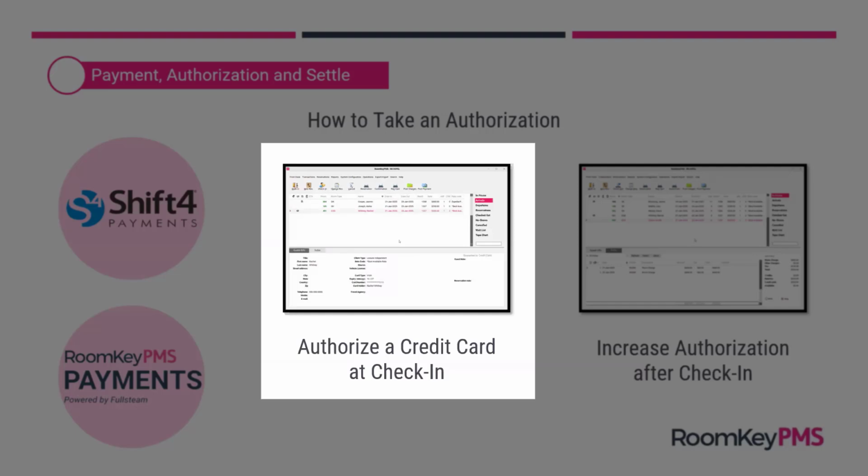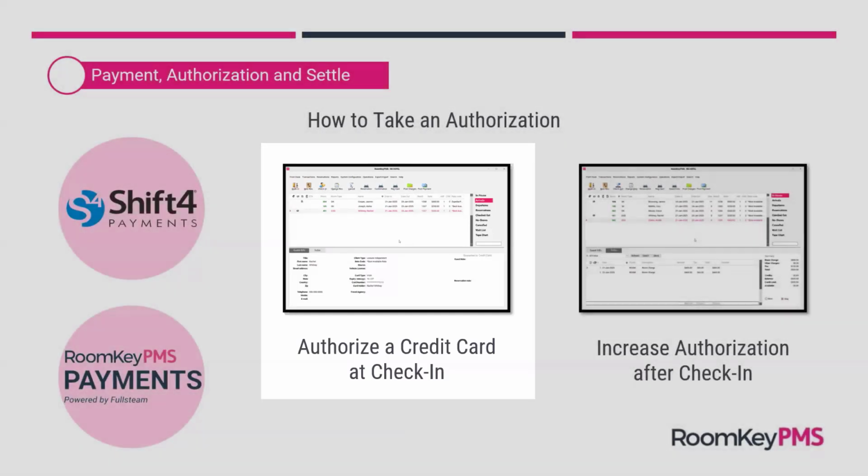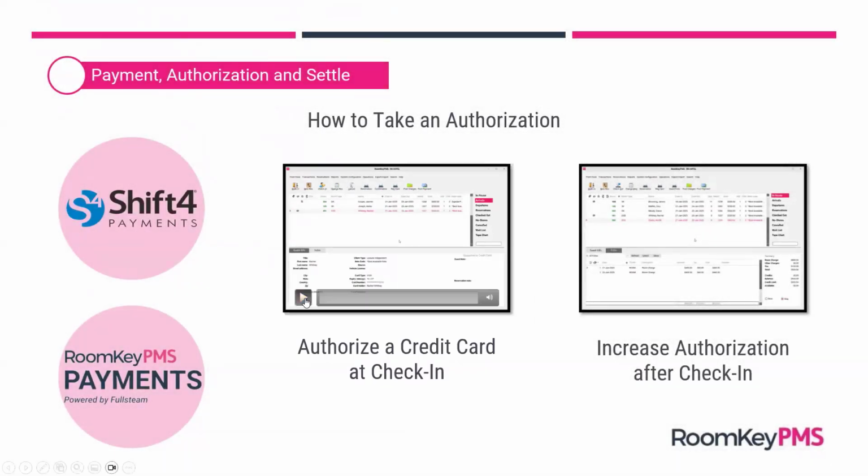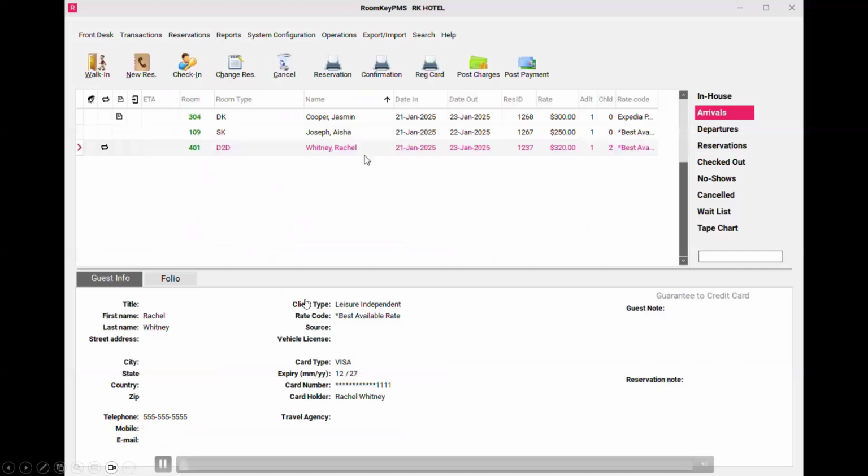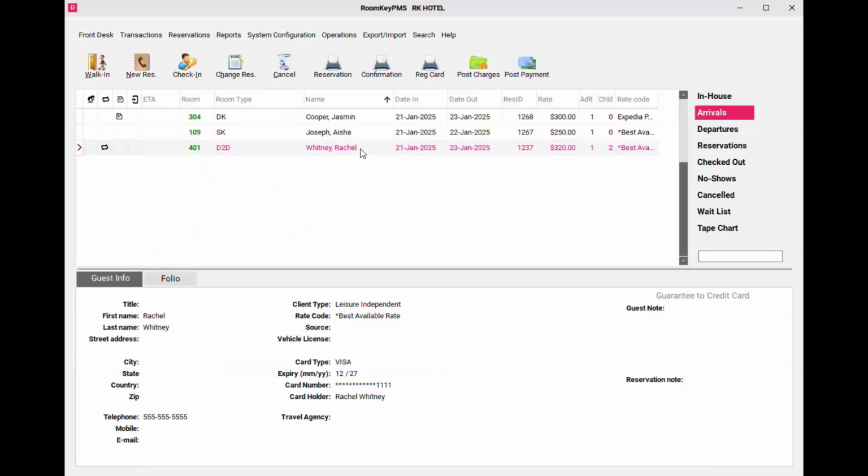Part of your property settings allows you to determine if you would like to authorize for room and tax at the time of check-in. And what we'll see in this video is that we are also able to add in an additional amount. So for this guest, in our arrival screen, we're going to start the check-in process by clicking the check-in button.